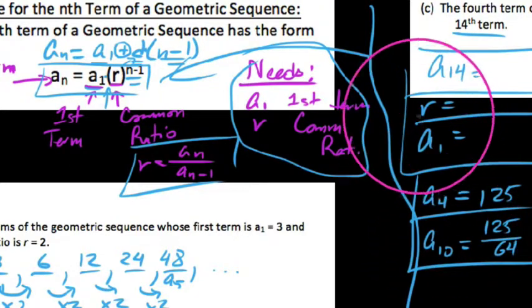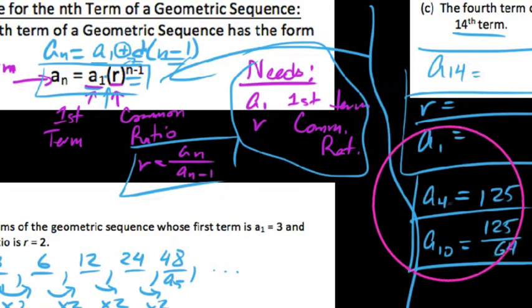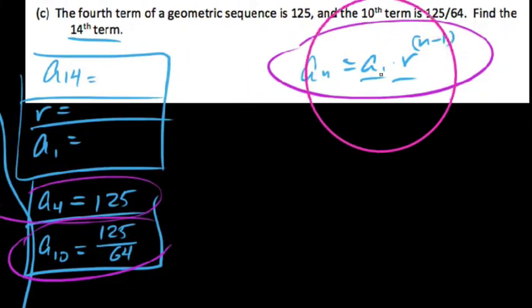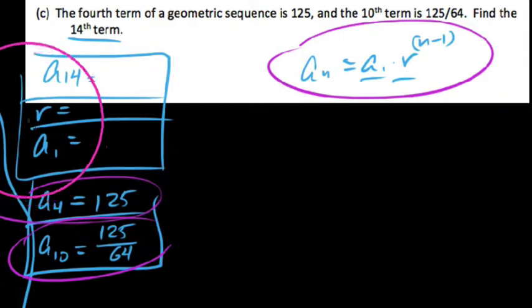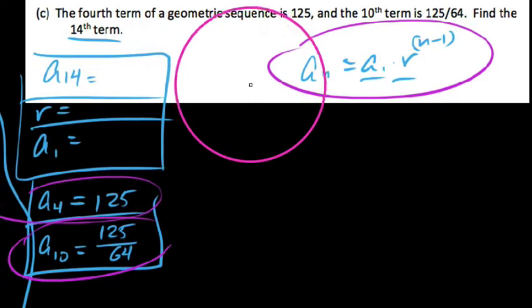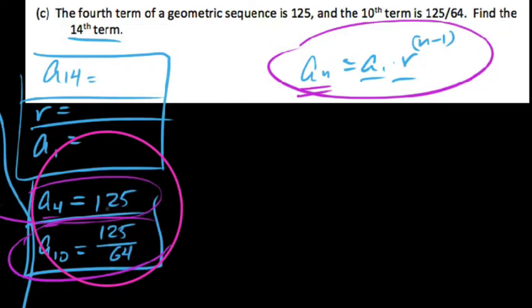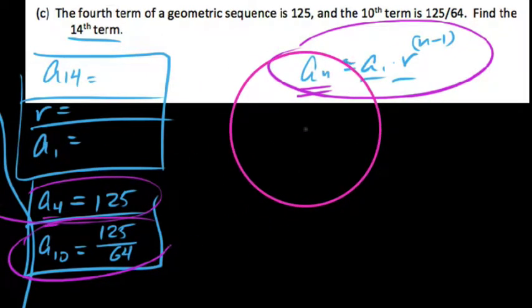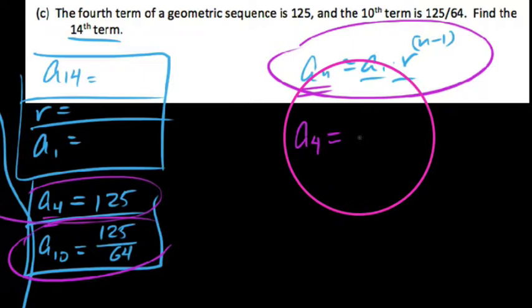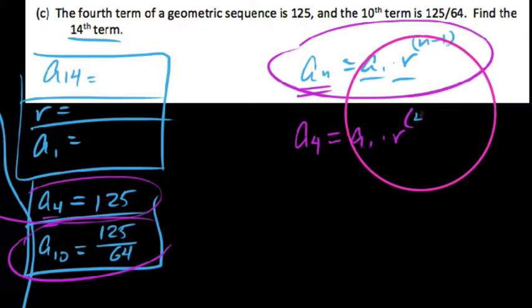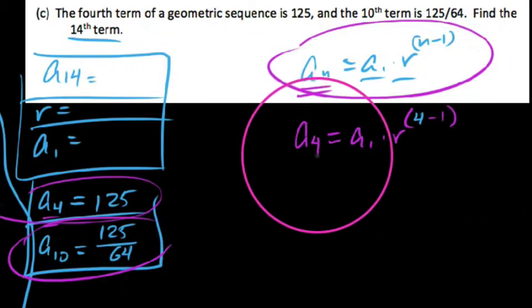We're not going to be able to divine either of these values, but we can plug the values we were given into the rule, and we could solve using a system for a1 or r. That's what we're going to do right now. So an, in this case, is a4. I'll write it out this time: a4 would be equal to a1 times r to the n minus 1, where in this case our n value is 4.